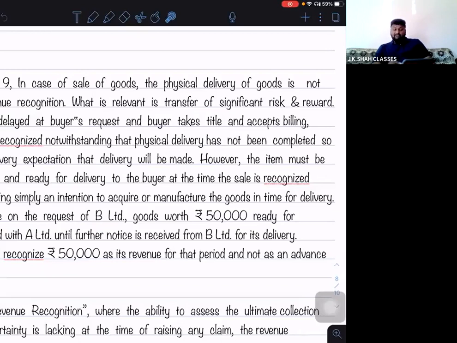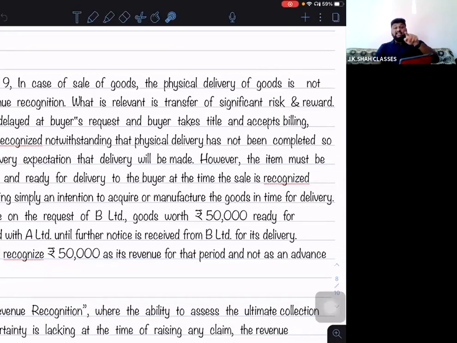However, the item must be on hand, identified and ready for delivery to the buyer at the time the sale is recognized, rather than there being simply an intention to acquire or manufacture the goods in time for delivery. The point is, when the goods are delayed by the buyer, you should actually be holding those goods in hand. If you say, no sir, no problem, I will get it from somewhere or I will manufacture it and then send it to you, then the goods are not in hand with you. So you cannot record the revenue.